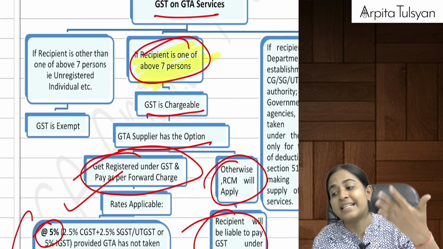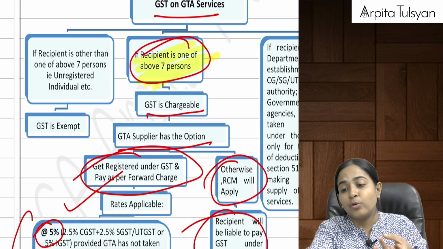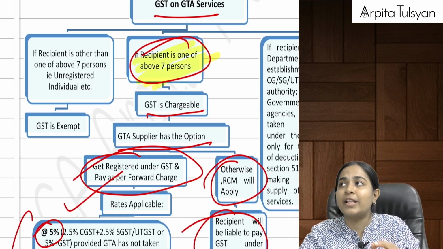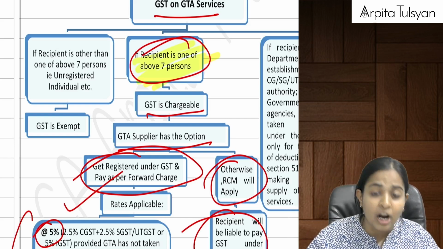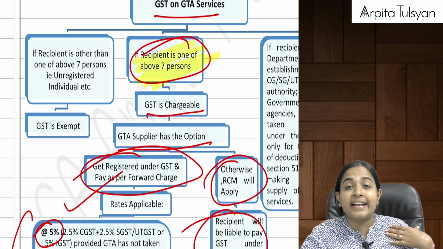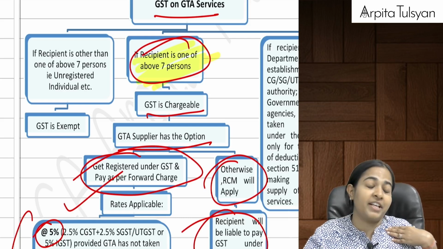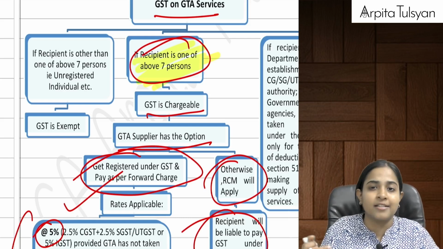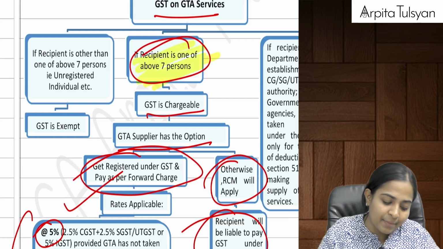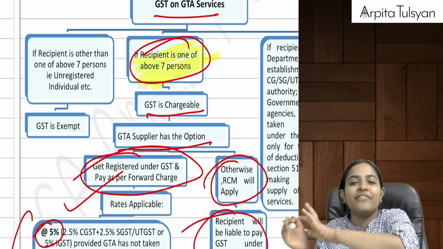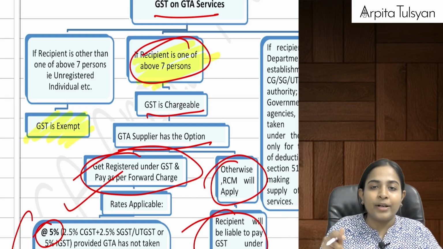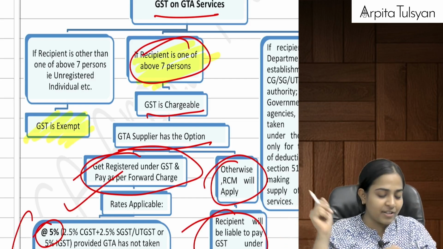What if the recipient is any other person? Example, like we took the example of factory, society, body corporate, registered person, partnership firm, etc. What if there is an unregistered individual who is taking the service? Then in that case there was no RCM applicable. So in that case, can we say normally forward charge will be applicable? That is anyway exempted, that we'll see in the next chapter, that is your exemption chapter.